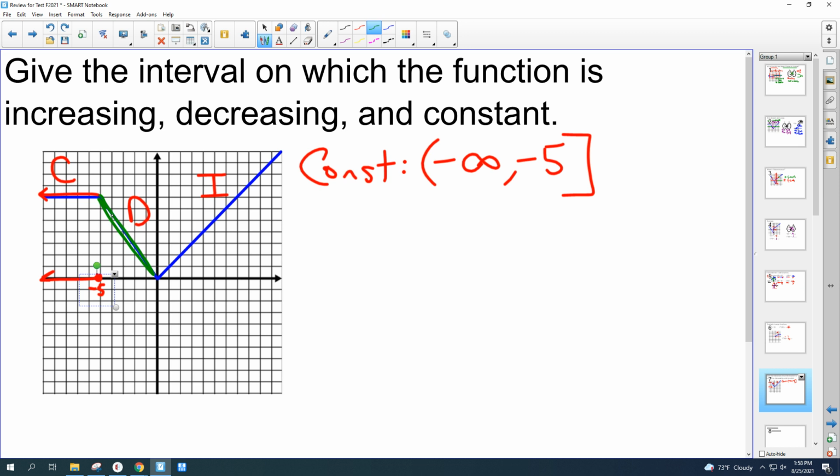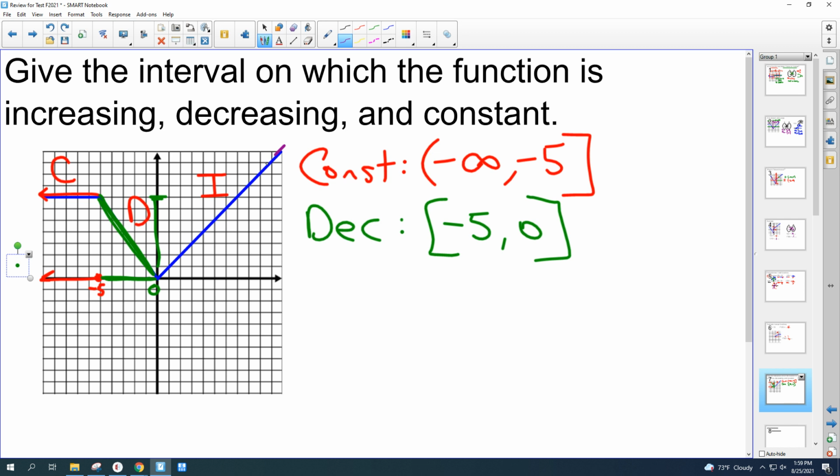This part is decreasing. But again, what we want to do is look at what it looks like on the domain. We want to look at the x. That appears to be going from -5 to 0. So the part that is decreasing goes from -5 to 0. It is very tempting for people to look at the y-axis and say it goes from 7 down to 0, but I'm not looking at the y numbers. I only look at range when it asks me to look for range. If I'm looking at intervals, I'm looking at domain.